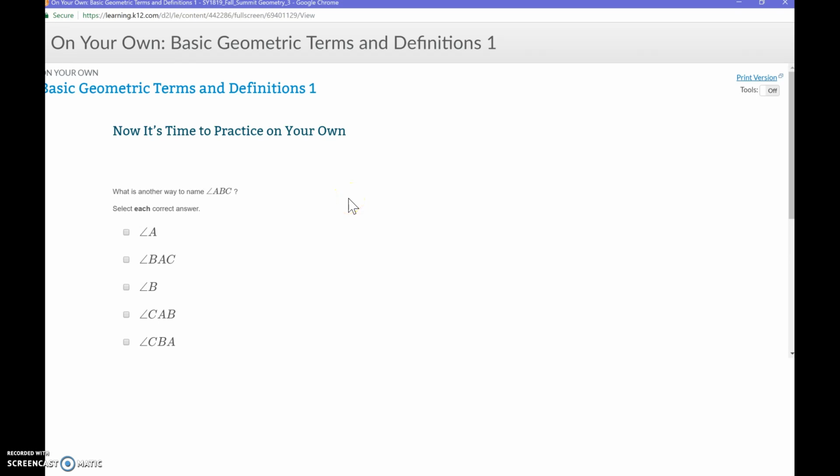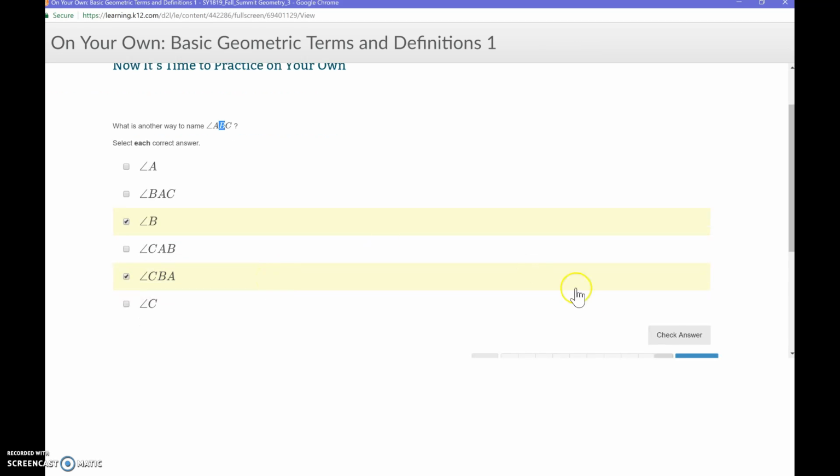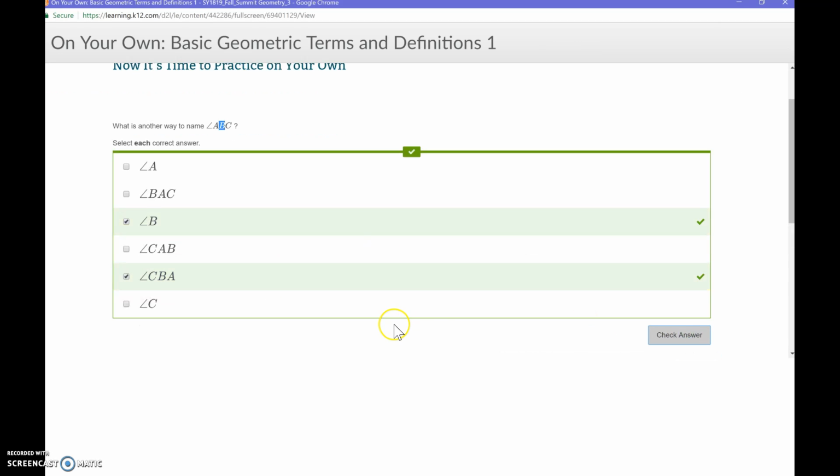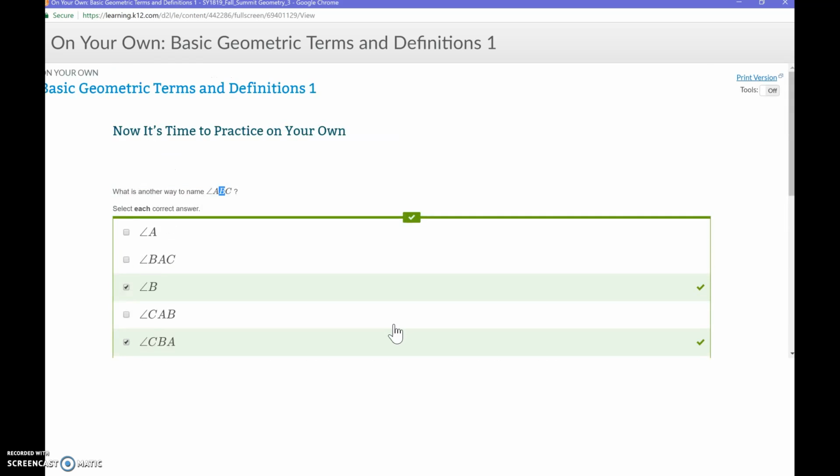What is another way to name angle ABC? Select each one. So we know the endpoint is B, so this could also be called angle B. Okay, or you could rearrange the order so it could be CBA. So as long as that B is in the middle, and let's check, those are correct.